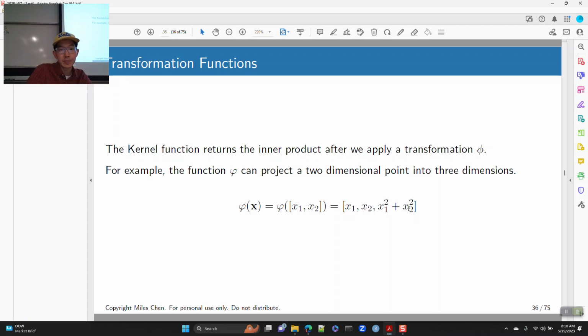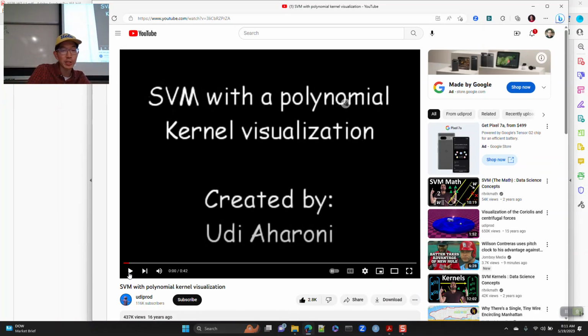And when we do that, then we can draw a linear boundary. In 2-dimensional space, a linear boundary is just a line, but in 3-dimensional space, a linear boundary would be a plane. The original data is not linearly separable. After we project it into a higher dimensional space, it becomes linearly separable with a plane. And this little video is a great animation of this.